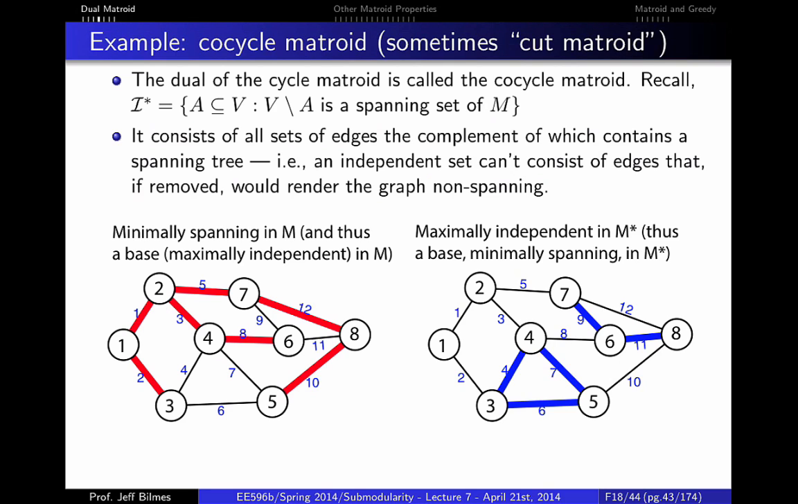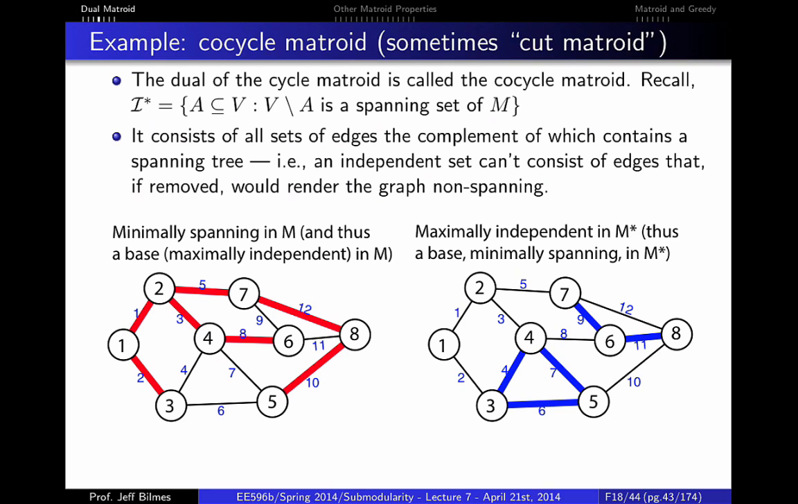Does anyone want to make a modification to this? So this is a base, meaning it's maximally independent. The other thing to note is that the number of red edges is 7. The number of blue edges is 5. So the rank of the primal is 7, and the rank of the dual is 5.